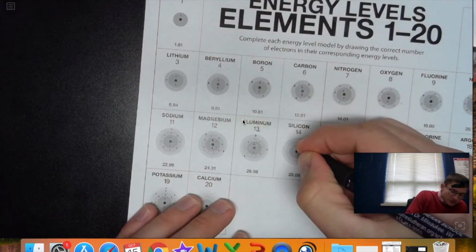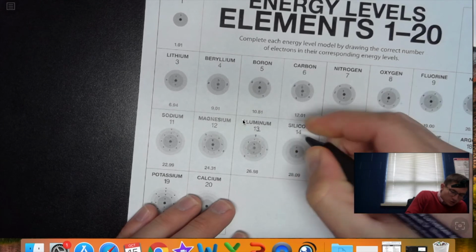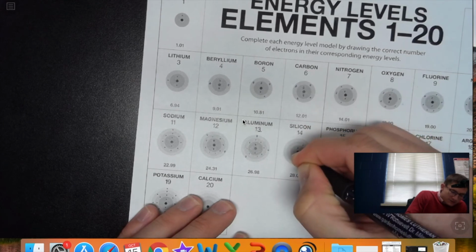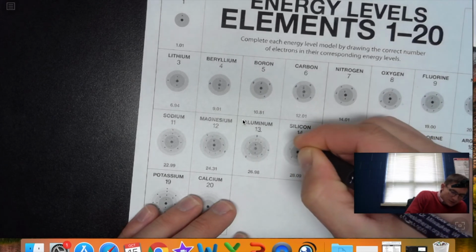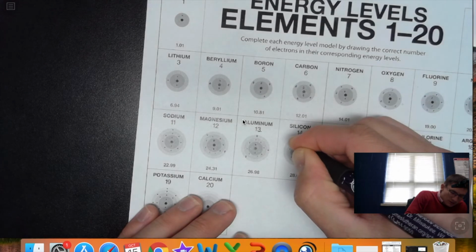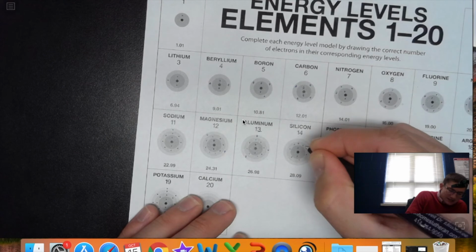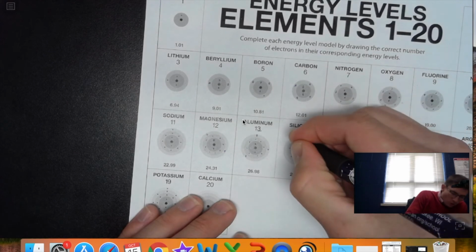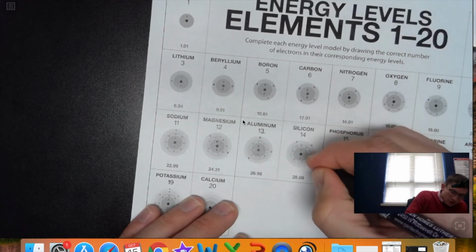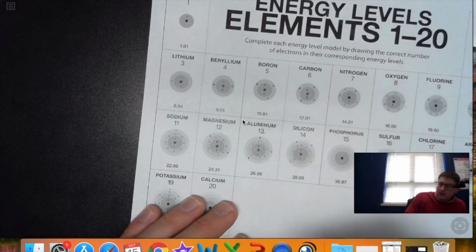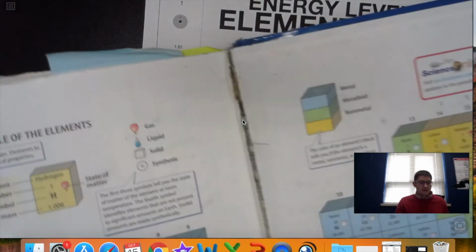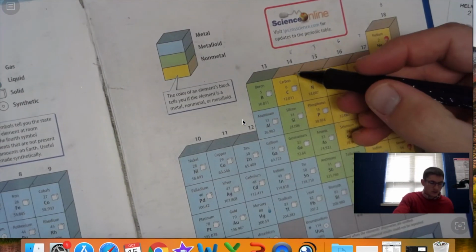Silicon has 14 total. So that's 10 in the first two levels, which means 8 are in that second level, 2 are in the first level, and 4 are going to be in that outer level, because silicon, again, is in column 14 right here.